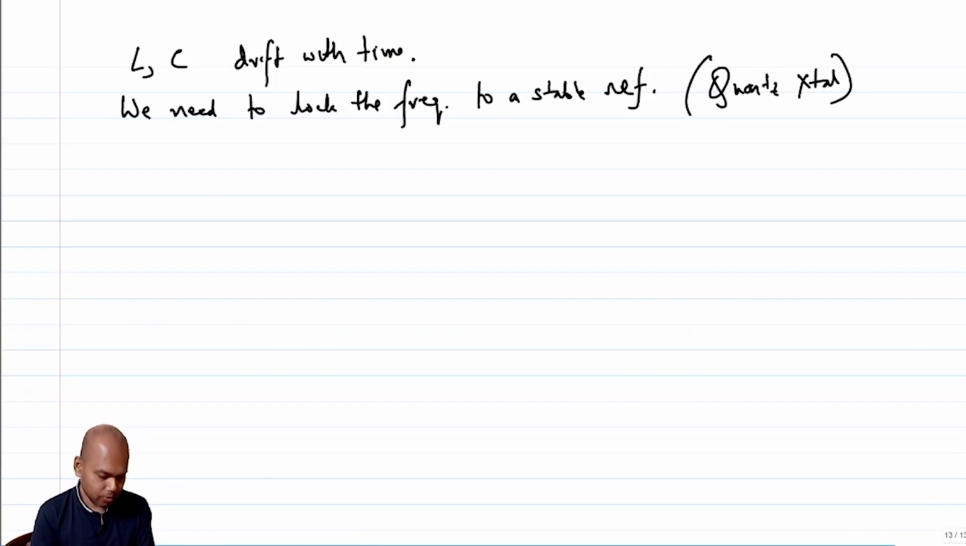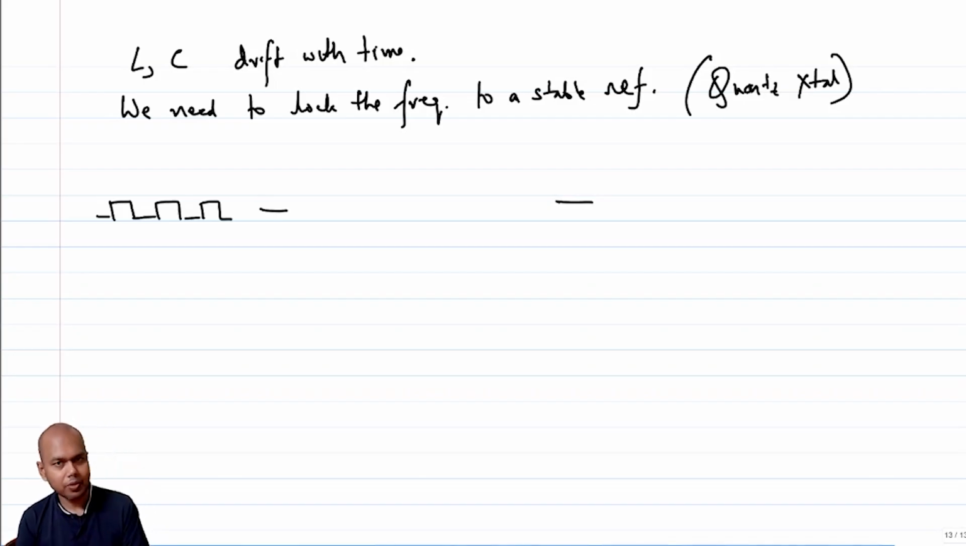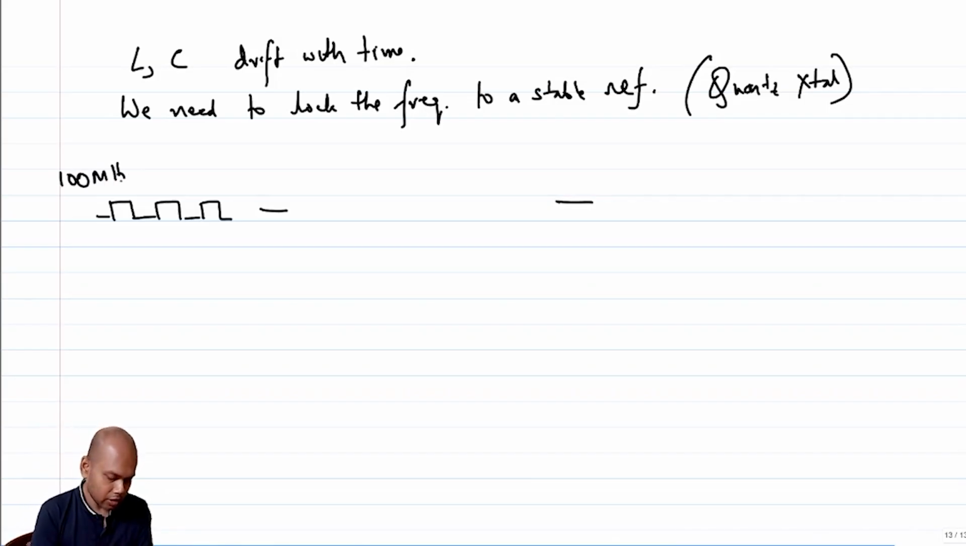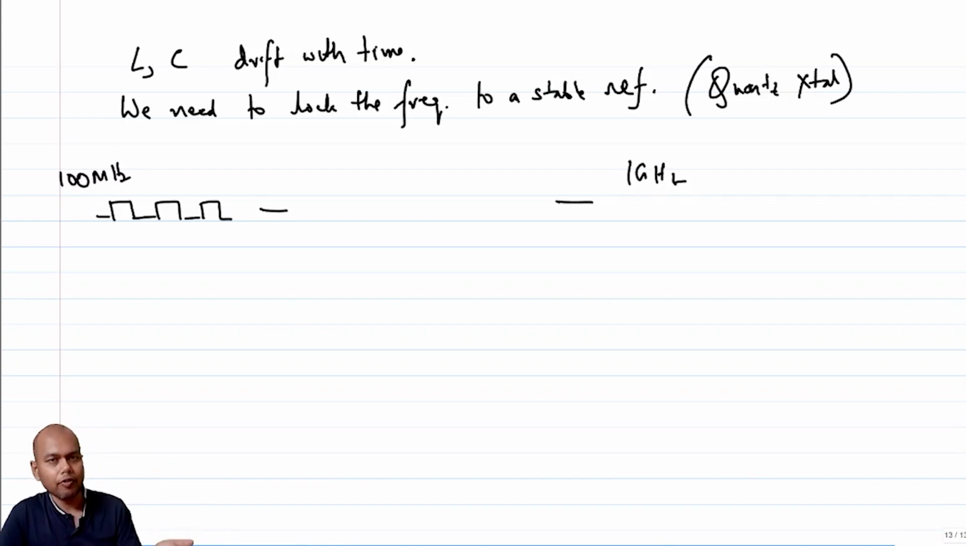Correct? So assume that you have a quartz crystal which gives a near ideal clock source. And I want to generate an output which is not necessarily this frequency but multiples of this frequency. Let's say this is 100 megahertz. I want to generate a 1 gigahertz frequency which has a similar amount of accuracy. So what should we do? That's the next part of the discussion.